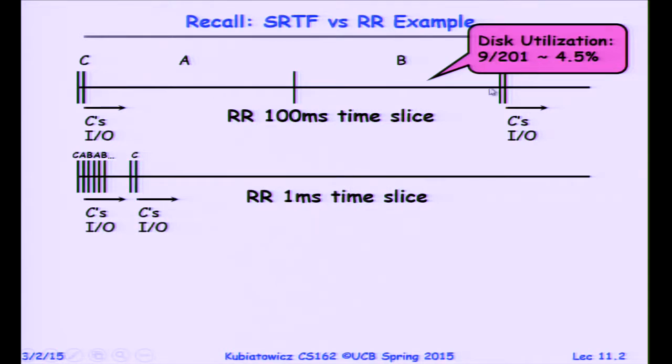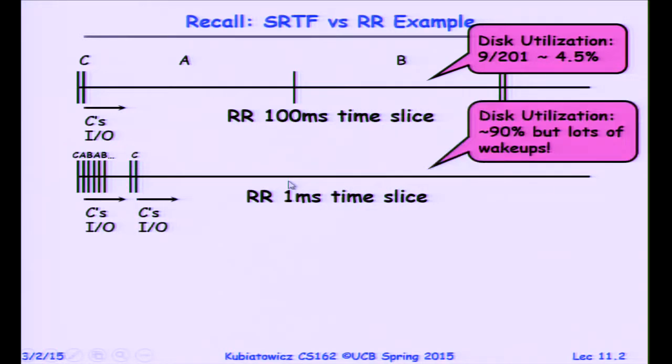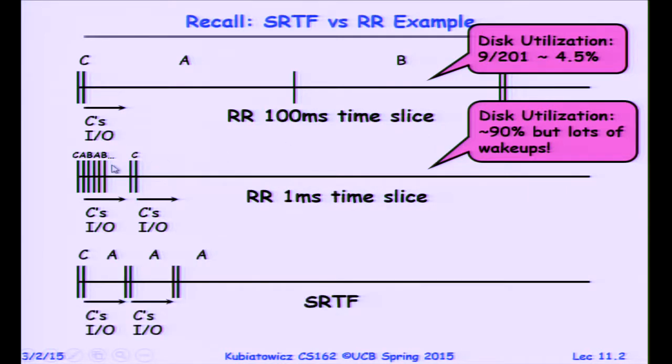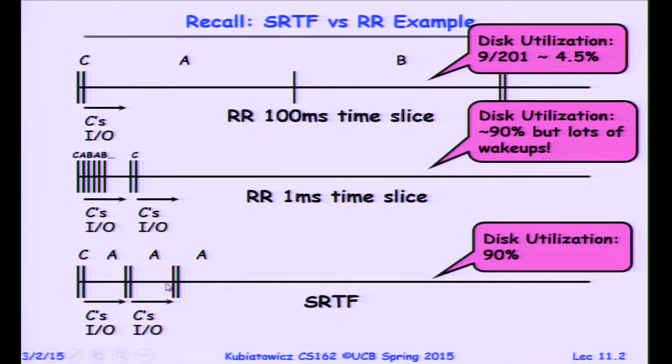We said that if we got the round-robin up to 1 millisecond, we could get our disk utilization to 90%, but we're wasting a huge amount of time slicing. SRTF was much better, because with shortest remaining time first we would get the full 90% utilization without excessive time swaps. Were there any questions on this?